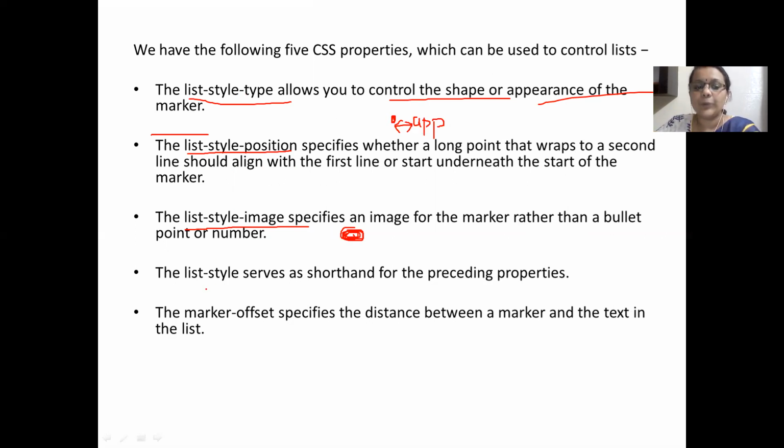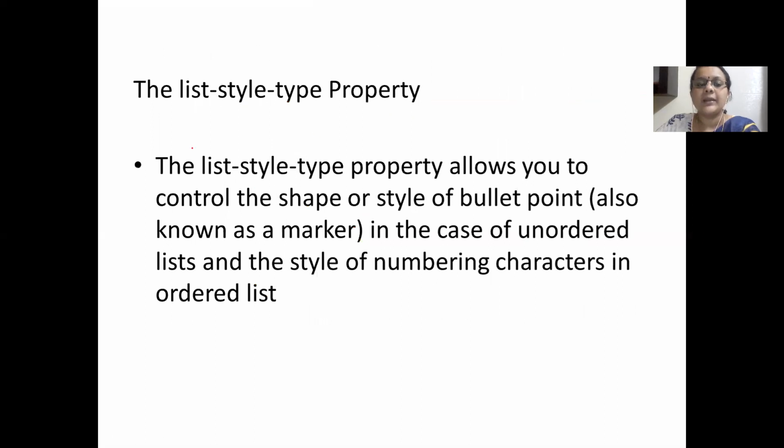The fourth property is list-style. It can be used as a shorthand for the preceding properties. And the fifth property is the marker-offset property. It specifies the distance between a marker and the text in the list. So here are the five CSS properties: list-style-type, list-style-position, list-style-image, list-style and marker-offset. We will see all these five important CSS properties. The first one to come is list-style-type.